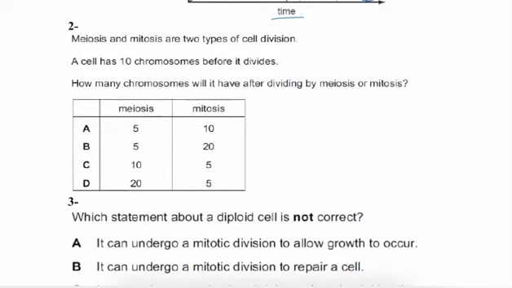MCQ number 2. Meiosis and mitosis are two types of cell division. A cell has 10 chromosomes before it divides. How many chromosomes will it have after dividing by meiosis or mitosis? You should know that when a cell divides by meiosis, its chromosome number is reduced to half, and when a cell divides by mitosis, its chromosome number remains the same. So we have 10 chromosomes in the cell. If this cell divides by meiosis, the chromosome number will become 5, and if the cell divides by mitosis, the chromosome number will remain 10. So the answer will be A.